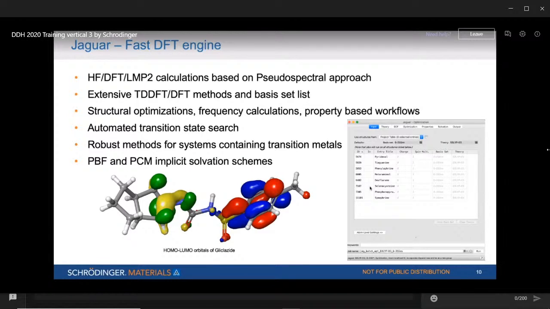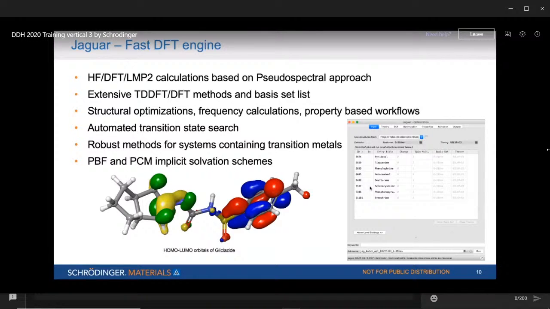So for organometallic complexes. And also for the solvent effect, we have 2 different implicit solvation models, PBF and PCM models. So we can see the impact of the solvent for the given molecular system. So the HOMO-LUMO orbitals can be used as a tool for fitting your QSPR models. Again, more details in the later slides.